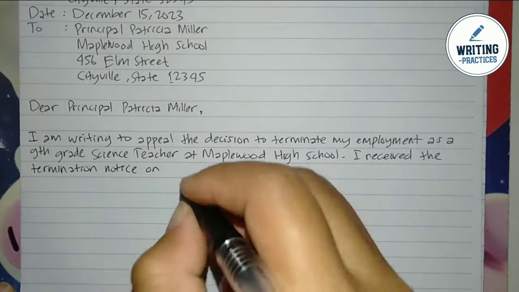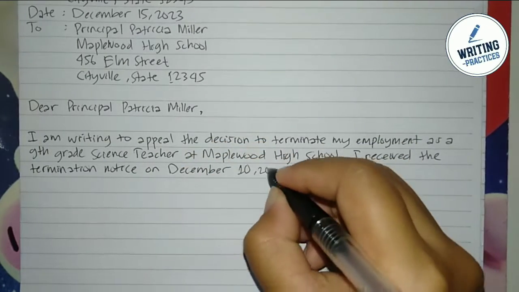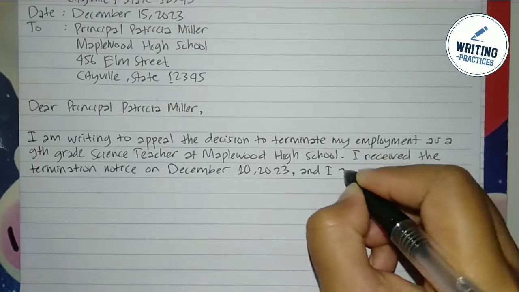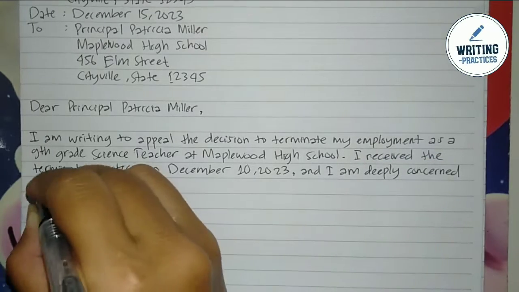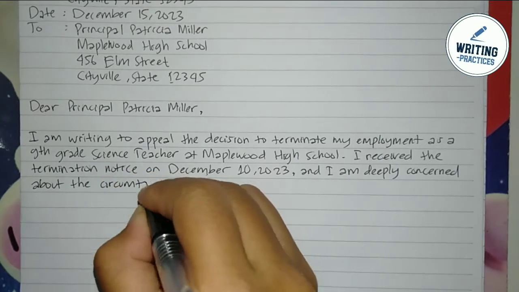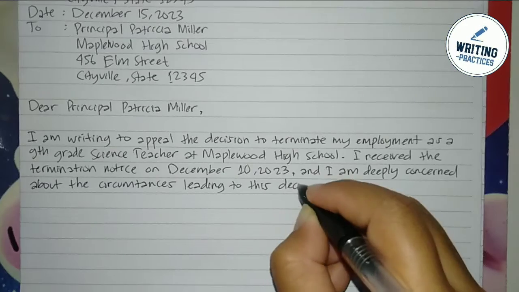Next, clearly state that you are appealing the decision to terminate your employment, and mention the termination letter that you received. For example, I received the termination notice on December 10, 2023. And I am deeply concerned about the circumstances leading to this decision. Yes, this paragraph sets the tone for the letter, and expresses your concern about the termination.